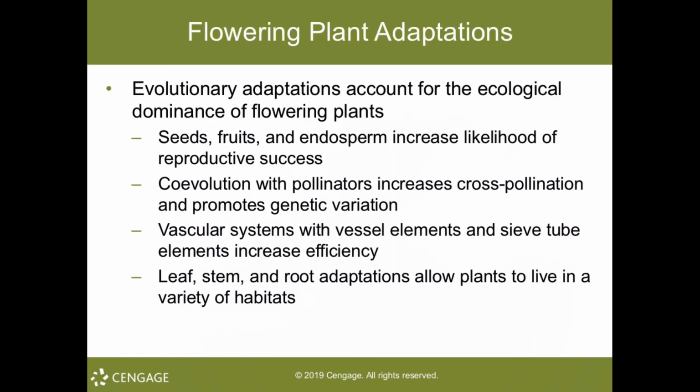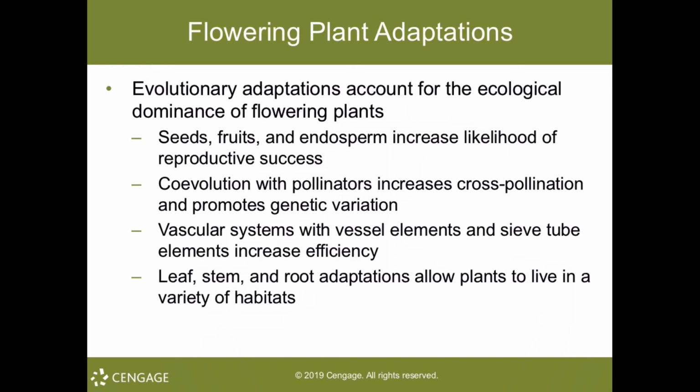So now I'll get to those evolutionary adaptations. The flowering plants, it says, have an ecological dominance. What has helped them is seeds, fruits, and that endosperm. Hence, they're everywhere. They co-evolved. I repeat, the flowering plants co-evolved with their pollinators, and this increases cross-pollination and variation. It promotes genetic diversity, allowing these plants to thrive and live everywhere on Earth.